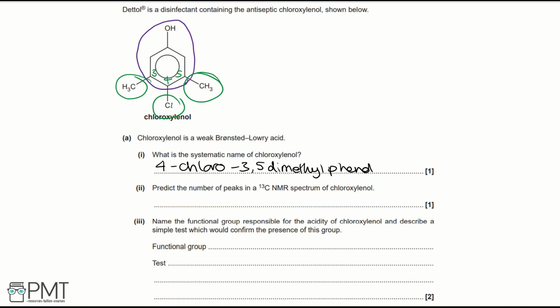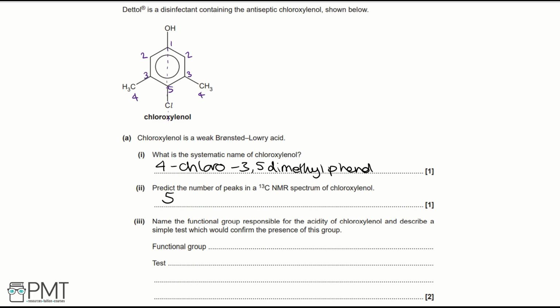Part 2. Predict the number of peaks in a carbon-13 NMR spectrum for chloroxylenol. Firstly, when looking for peaks in a carbon-13 NMR spectrum, we need to look if the molecule is symmetrical. This molecule is, we can draw a line of symmetry here. So when labelling its peaks on carbon-13, we're going to have less than if we just count up all the carbons. So we're going to have 1, and then 2, 3, 4, and finally 5. These are going to be our different peaks on the carbon-13 NMR spectrum. So we write 5 on the answer line provided. To get the mark for this question, you must write 5.